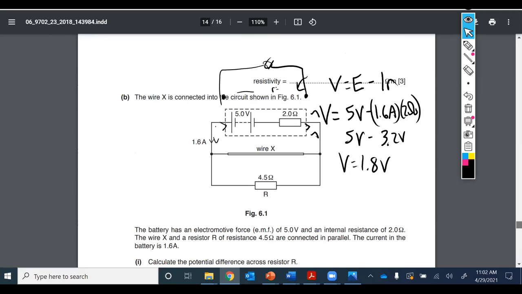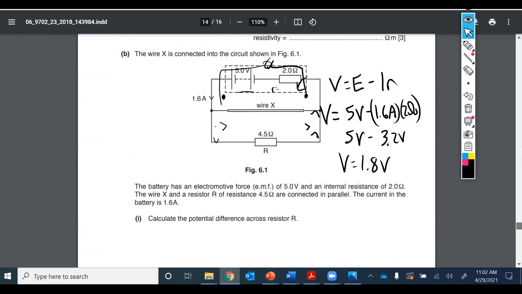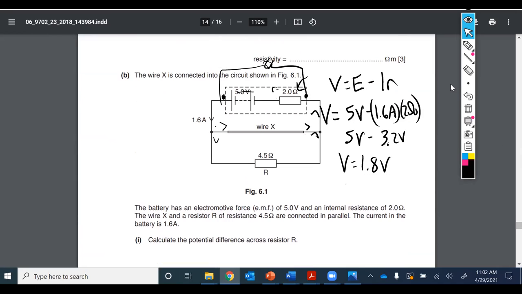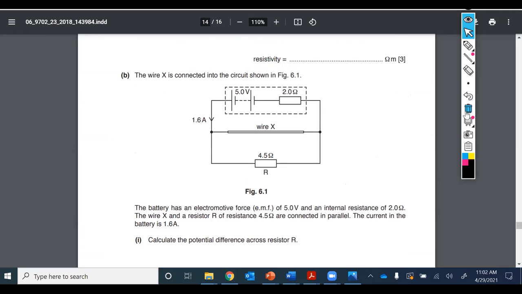The resistance and the length of wire X. All right, let's clear all that off. Let's remember that if there's 1.8 volts across here, there's also 1.8 volts dropping across here, right? That was the total terminal PD. Our job is to determine the resistance of this. So what is the resistance of this wire X?